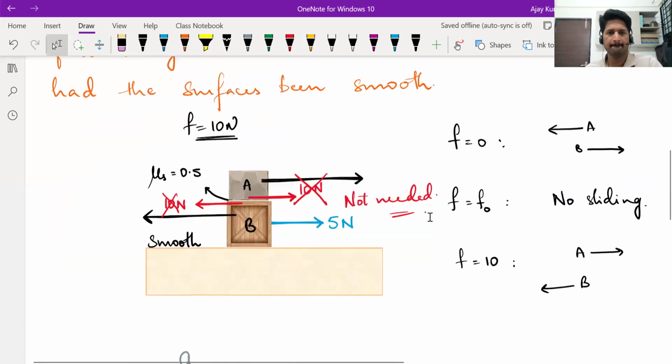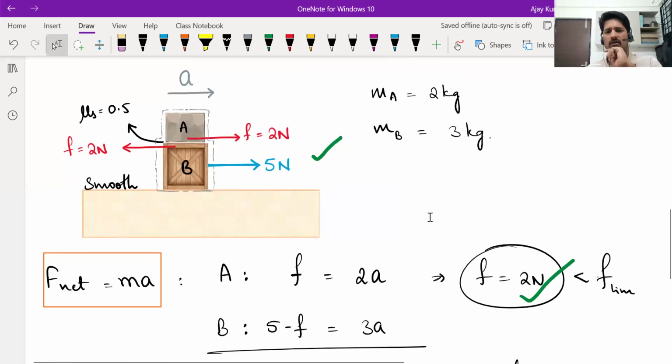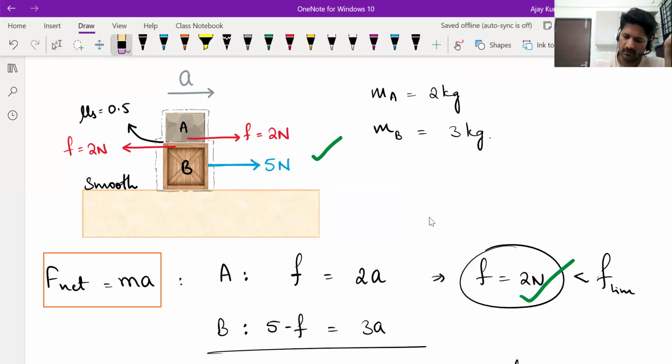Yes, sir. Okay. Now see, we pulled the lower block with 5 Newton force and somehow friction adjusted itself, and friction of 2 Newton is sufficient to make them move together. Now one of you tell me, what will happen if you slowly increase this force? Suppose you start pulling it with, let's say 6 Newton, 7 Newton. Will the block still be able to slide together up to a certain extent?